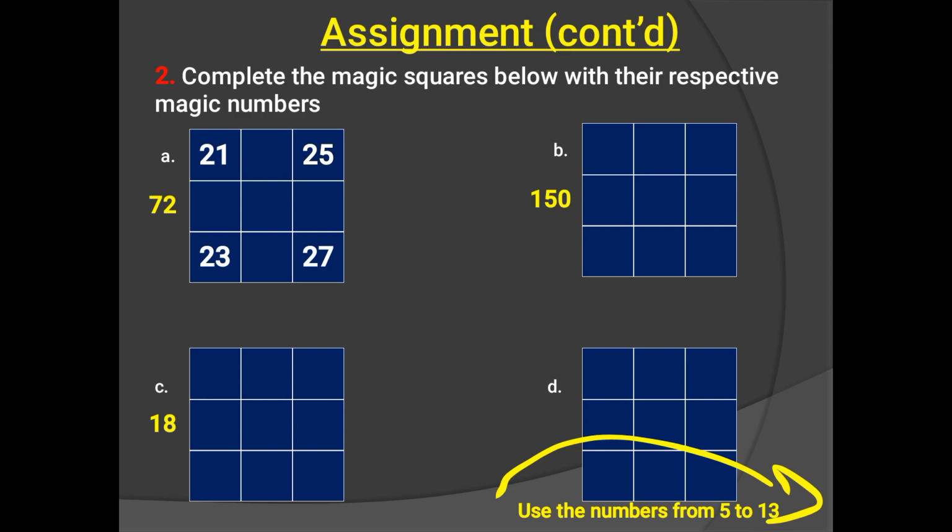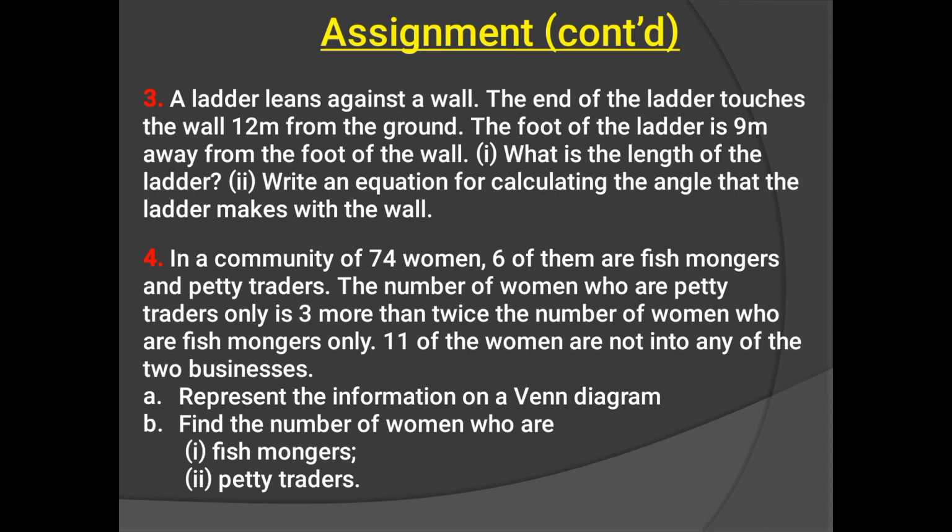Whatever you get, divide that by 3. Okay, so after you have added them, 5 plus 6 plus 7 plus 8 plus 9 up to plus 13, whatever you get, you have to divide by 3. Why? We are dealing with a 3 by 3 magic square. So divide by 3. The answer you will get is going to give you the magic number. Then now you can start the process by looking for the middle number, by dividing by 3, and so forth and so on. All right, then the next one you have on the screen.